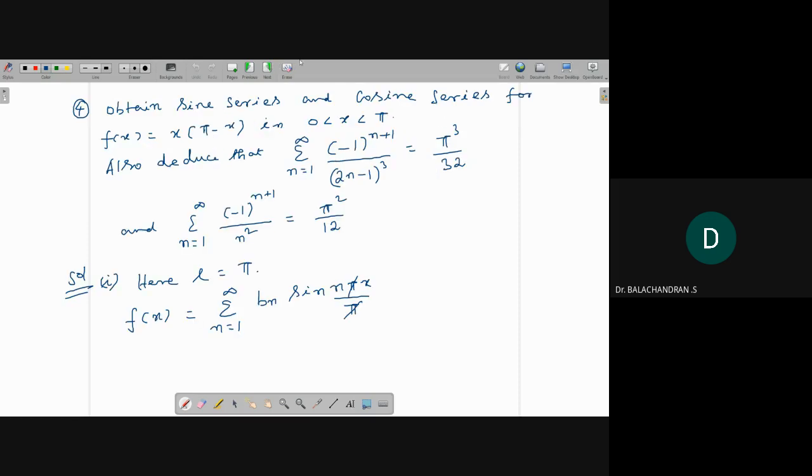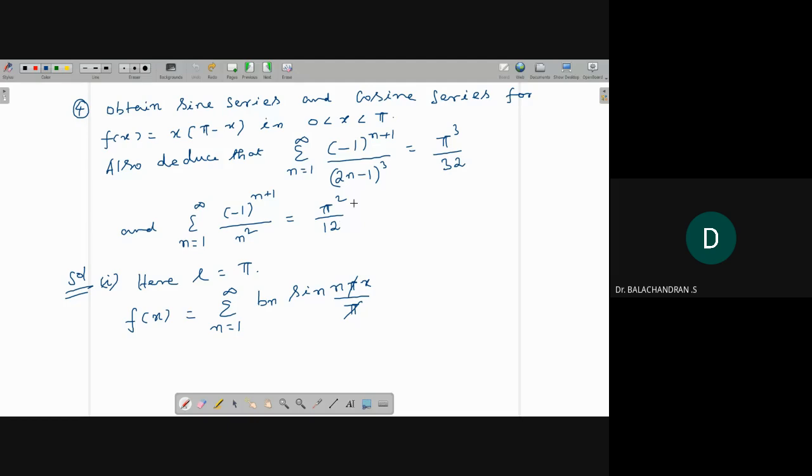Okay. The next problem is: obtain sine series and cosine series for f of x equal to x into pi minus x in the interval 0 to pi. Also deduce that summation n equal to 1 to infinity, minus 1 whole power n plus 1 divided by 2n minus 1 whole cube, is equal to pi cube by 32, and we need to deduce this sum is equal to pi square by 12.